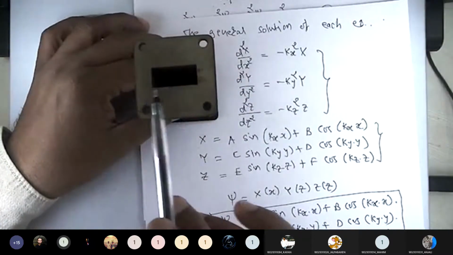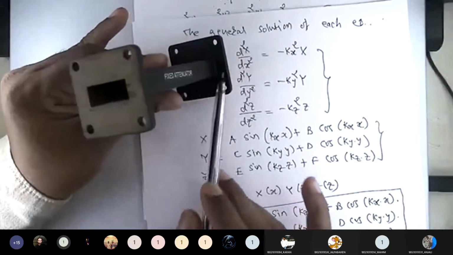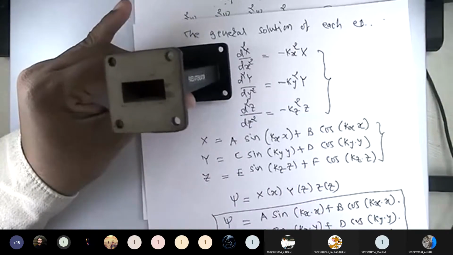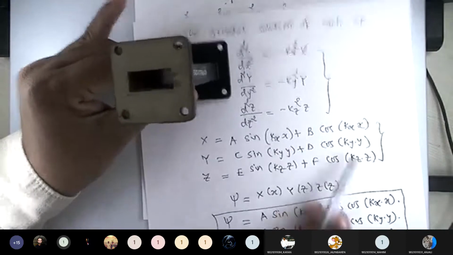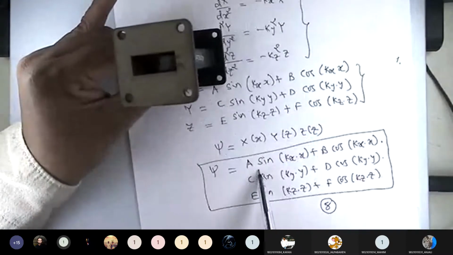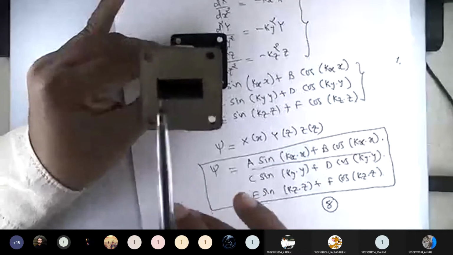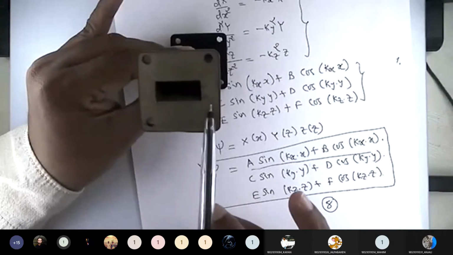Let you have this type of waveguide, where this is your x direction, for example this one is your y direction, and this one is your z direction, the propagation direction. Then the first expression actually expresses the field behavior in this direction.